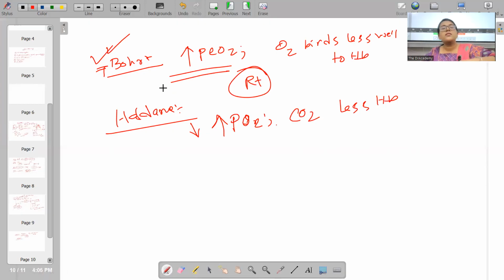Because sometimes instead of giving you straightforward options, like increased partial pressure of carbon dioxide, they might give you which of the following conditions or effects is shown to be associated with an oxyhemoglobin curve shift to the right. And the options will be either the Bohr effect or the Haldane effect. So you have to pick the Bohr effect from the options. Okay.